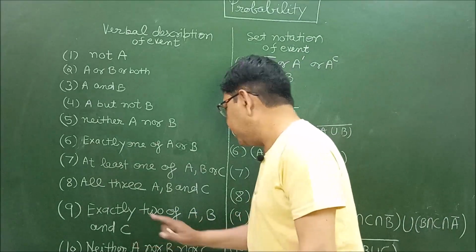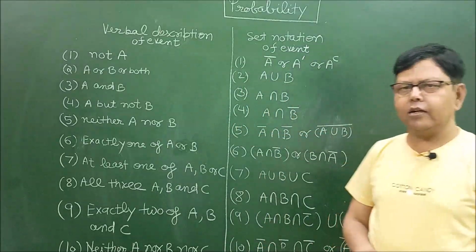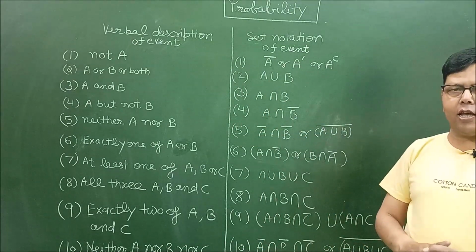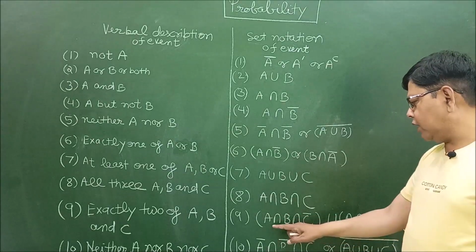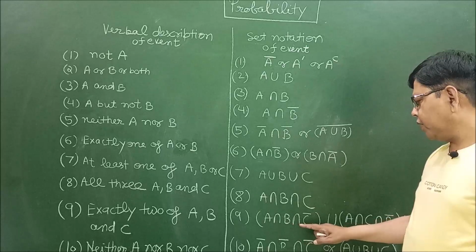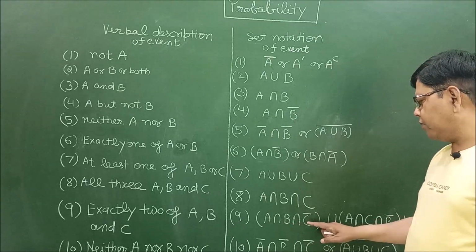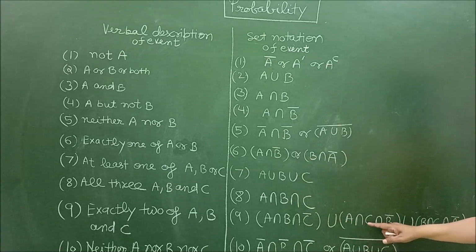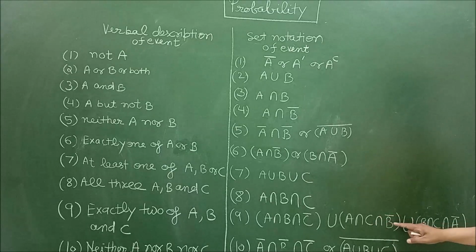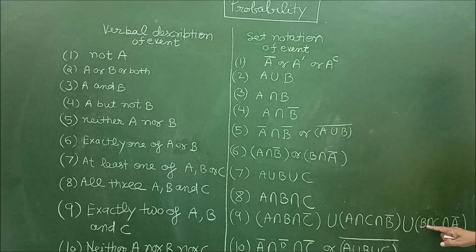Exactly two of A, B and C. If there are three events and exactly two events happen, then it is denoted by A and B happen, that is A intersection B intersection C complement, meaning C does not happen, or A and C happen, that is A intersection C intersection B complement, since B does not happen, or B intersection C, B and C happen and A does not happen.